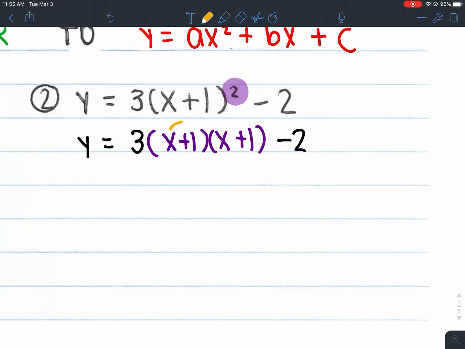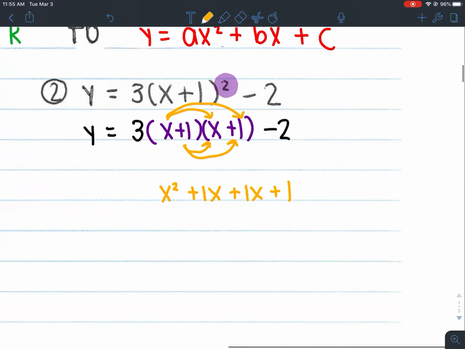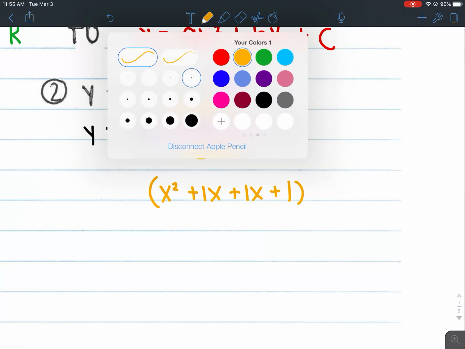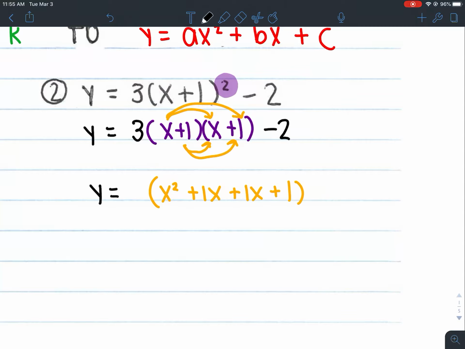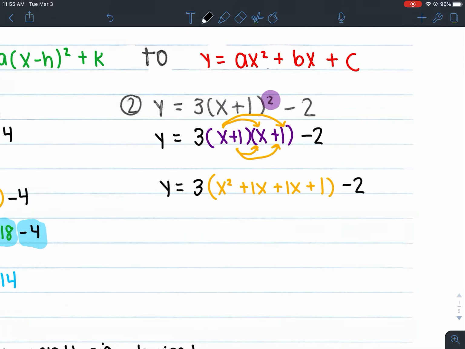Okay? X times x is x squared. X times positive 1 is positive 1x. Okay, so I'm done distributing the x. Now I'm going to distribute the other part. 1 times x is 1x. And 1 times 1 is positive 1. Okay, now I haven't done anything else yet, so I want to make sure my parentheses are still there. And then I have y equals 3 minus 2. Okay, so I'm done double distributing.